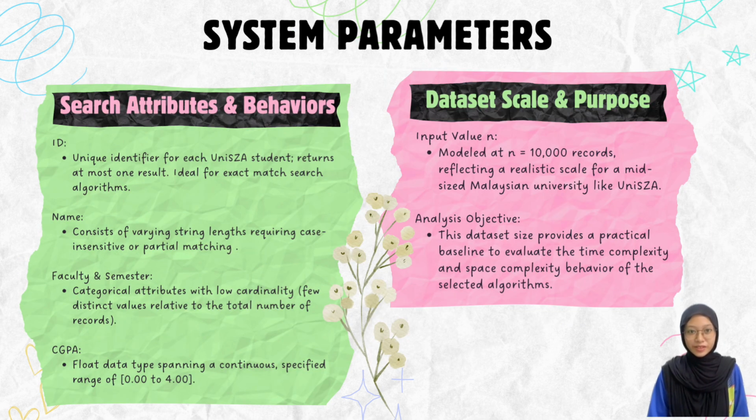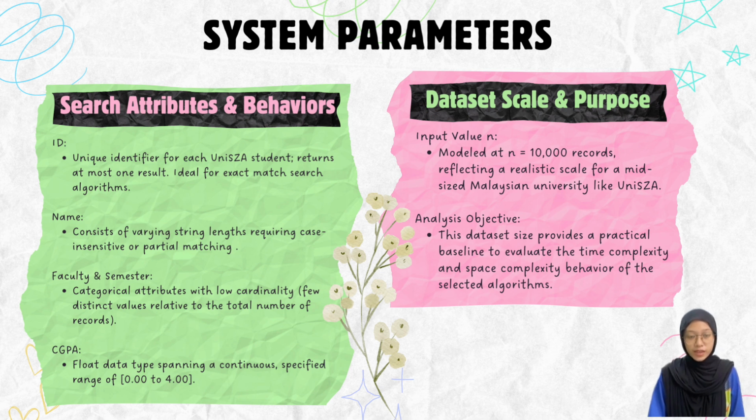Moving on to the system parameters, under search attribute and behaviors, our data fields have specific traits. First, ID is a unique identifier that returns at most one result, making it ideal for exact match algorithm. Second, names consist of variable string length and require case insensitive or partial matching. Third is faculty and semester. These are categorical attributes with low cardinality, meaning that they have a few distinct values relative to the total records. And CGPA uses a float data type spanning a continuous range from 0 to 4.